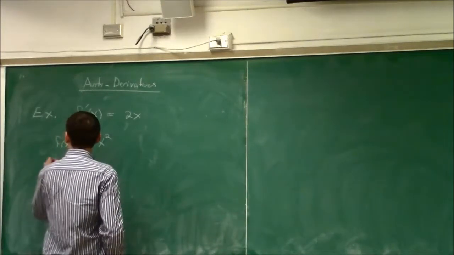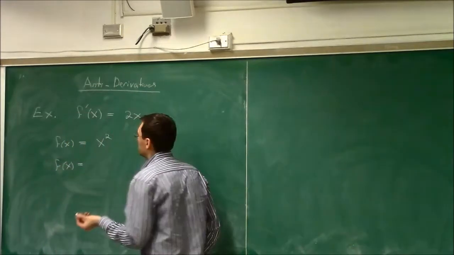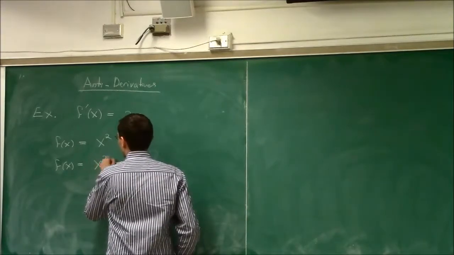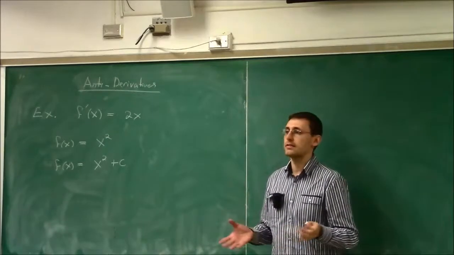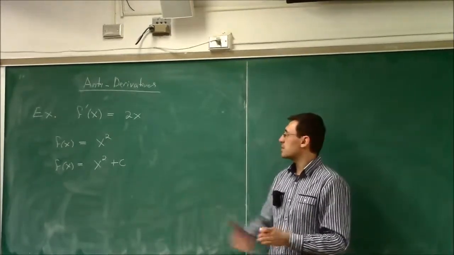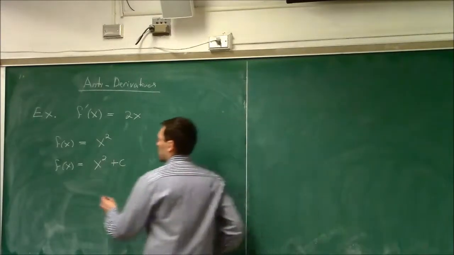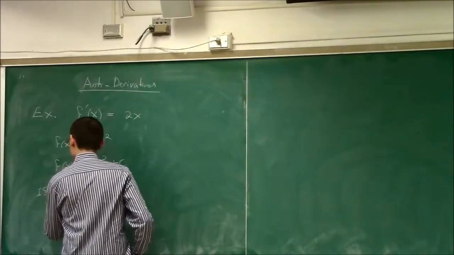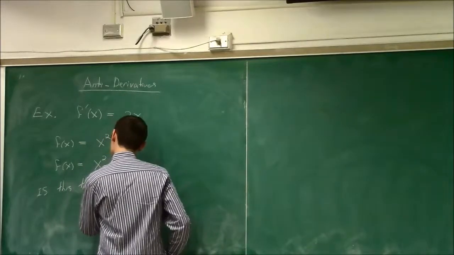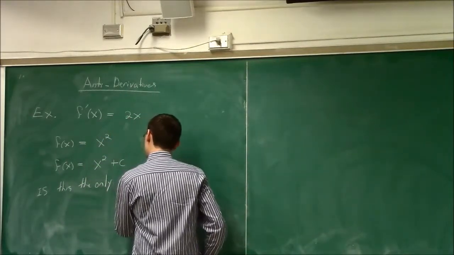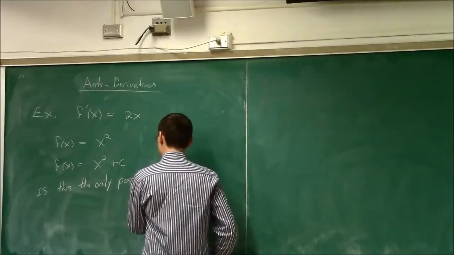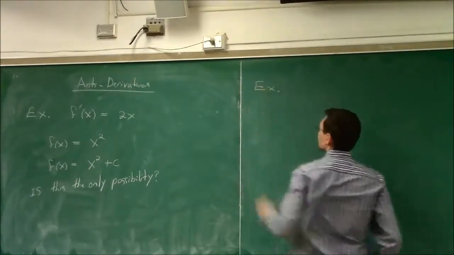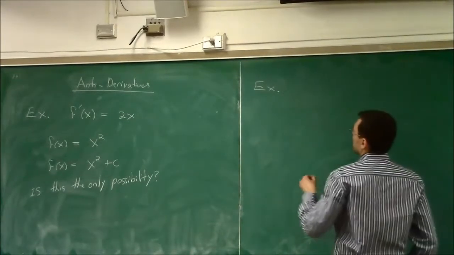Maybe f of x equaled something else. Can you give me another example of what it could have equaled? It could be plus a constant. Yeah, so let's say x squared plus any constant. You can see that when you take the derivative of a constant, it vanishes to 0. Now, is this the only possibility? That's a big question, right? So keep this question in mind for a moment.